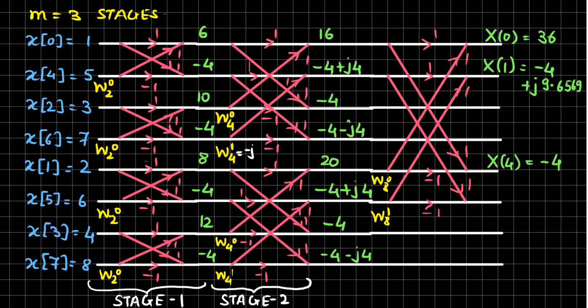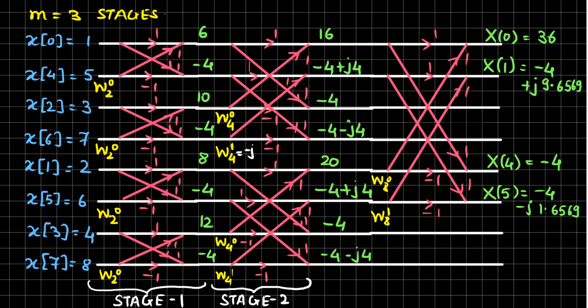And the value that we are going to get here would be minus 4 plus j4 minus w8 to the power 1 into minus 4 plus j4. So this comes out to be x of 5 is equal to minus 4 minus, so let me write it like this, minus j times 1.6569.